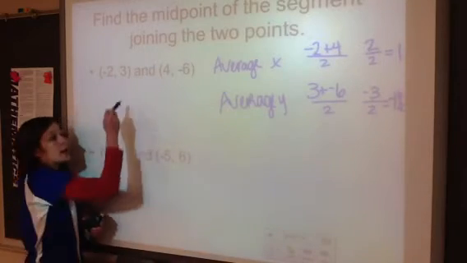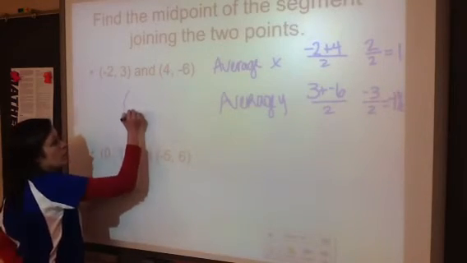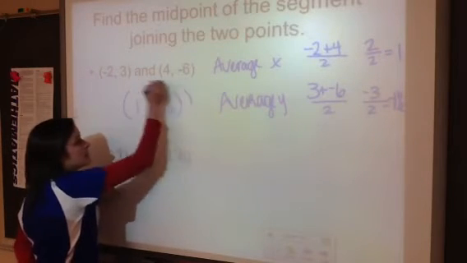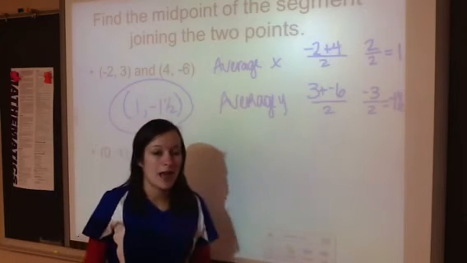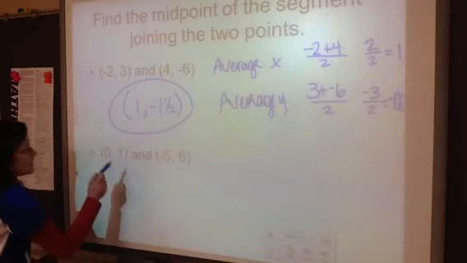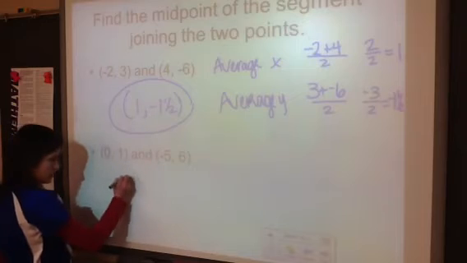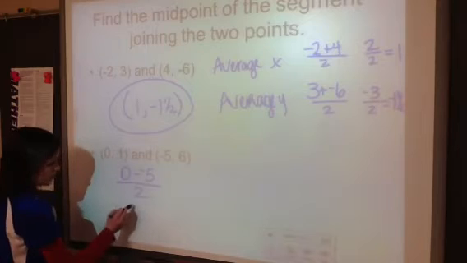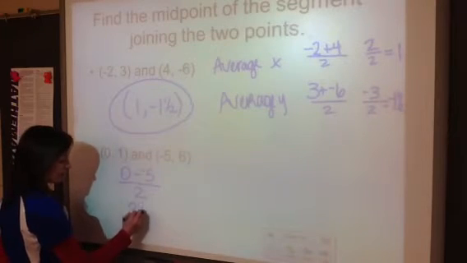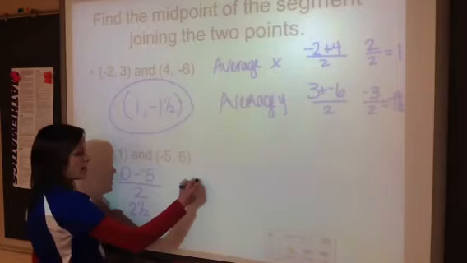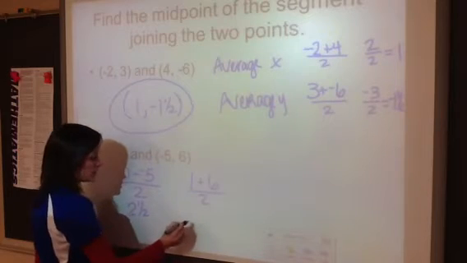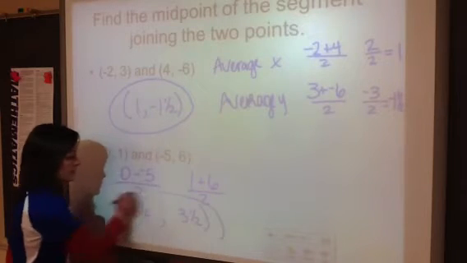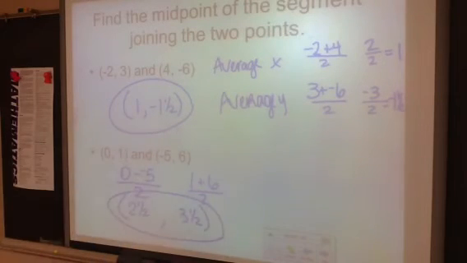Midpoint is an ordered pair. So I'm going to use the average of my x's, 1, and the average of my y's, -1.5. Please memorize how to do the midpoint. I won't give you the formula on the test. So let's try this one. The y's: 0 minus -5 over 2. So 5 over 2, or 2.5. The x's: 1 plus 6 over 2. So 7 over 2, or 3.5. Put it as an ordered pair, and you are done.